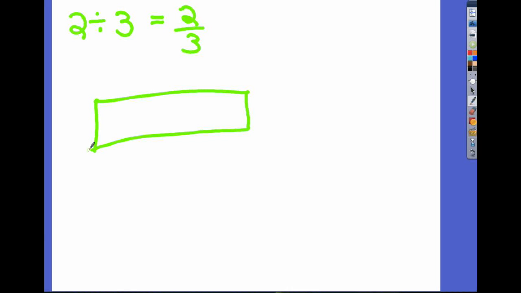What number are we dividing? Well, we're dividing by 3, but which one is being divided? 2 is being divided. So you're going to look at your first number. That's the number that's always on top. This whole thing right here is going to be worth 2. And what am I dividing that by? Okay, we're going to divide it by 3.